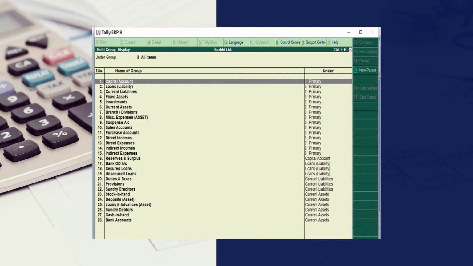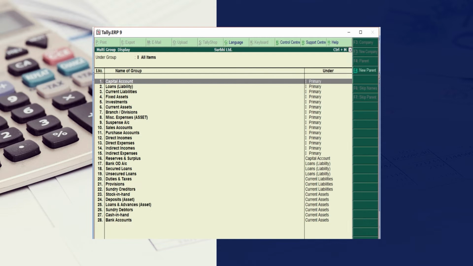Then there is miscellaneous expenses. Then there is suspense account. In case the trial balance, debit and credit side, does not tally, we put temporarily the difference in the balance in the suspense account. So it will also come under the primary group. There is a sales account for recording the sales. There is a purchase account. It will also be classified under primary.